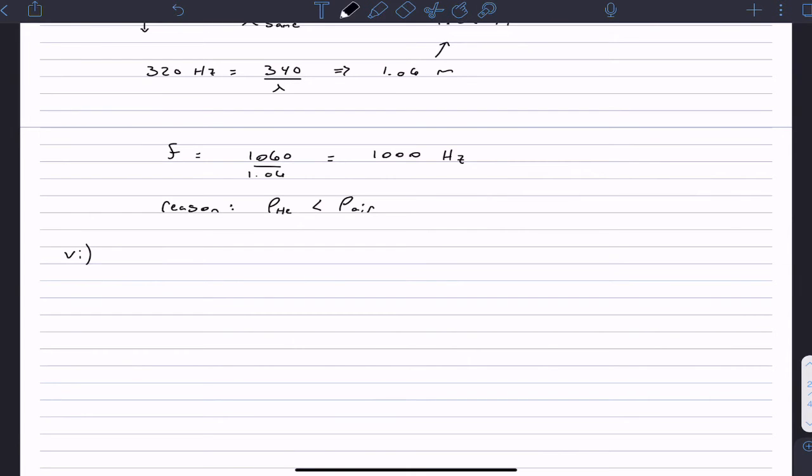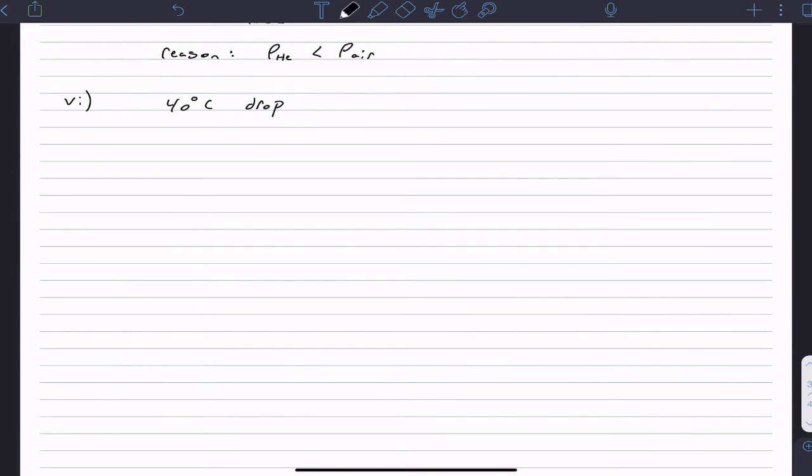So the original air-filled apparatus now suffers a temperature decrease of 40 degrees. Do the resonant frequencies referred to in the previous parts increase or decrease? Okay, so what they're saying is now we have the same tube, and we are decreasing the temperature by 40 degrees Celsius. Well, what do the resonant frequencies do?